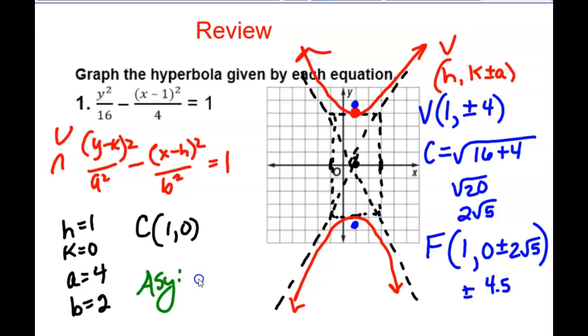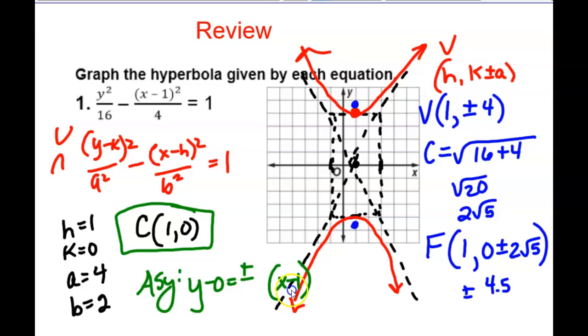Asymptotes, and they go through what point? The point we're putting in is the center, so it's y minus 0 equals plus or minus some slope, and then x minus 1. The slope is change in y over change in x, but remember, we've got to square root those. So it's a over b, or 4 over 2, which would reduce to 2.